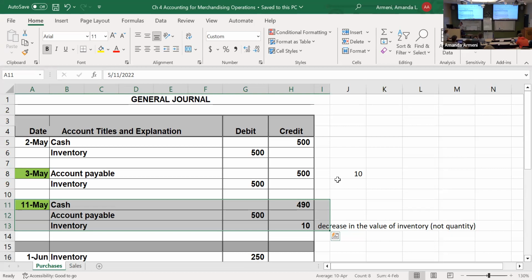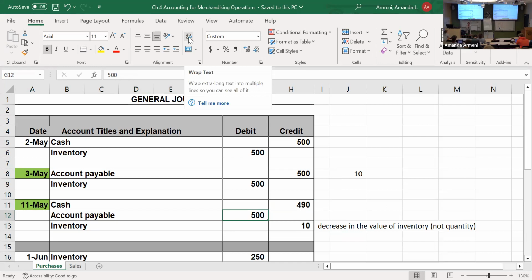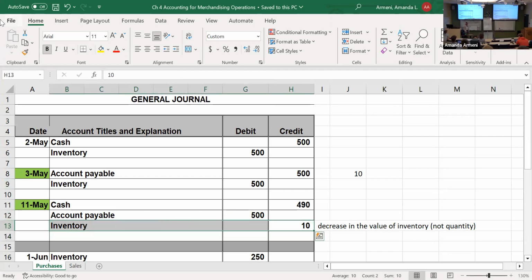So because they gave us a $10 discount, our cash credit was only $490, but our accounts payable debit still needed to be $500. Because if our accounts payable debit wasn't $500, if we just said, screw it, we want to make our journal entry balance, put $490 in there, our accounting records would show that we still owe them $10. Do we owe them $10? No, we don't. So we make a debit to accounts payable for the full $500. We're decreasing our liability for the full $500, but then our journal entry still has to balance. So we put that $10 as a credit to inventory.